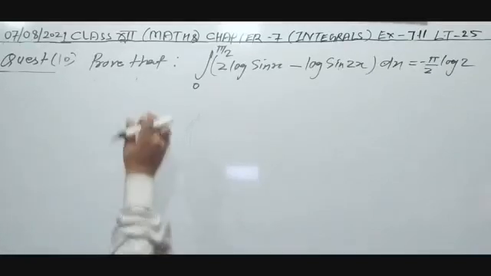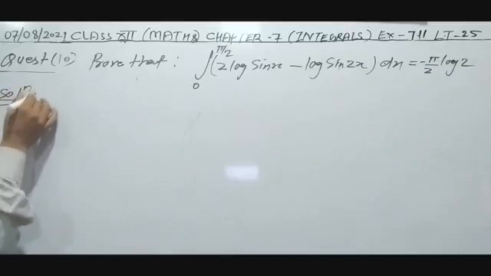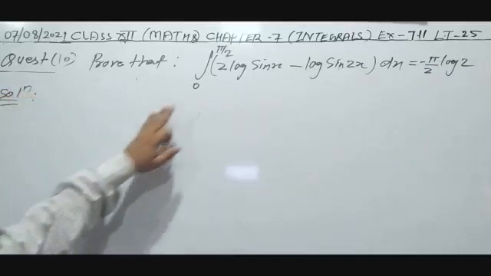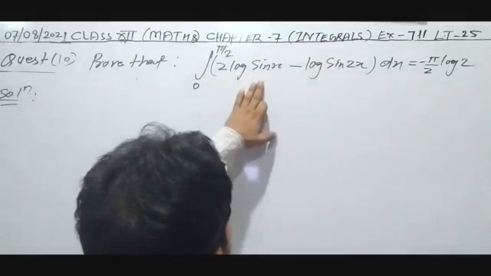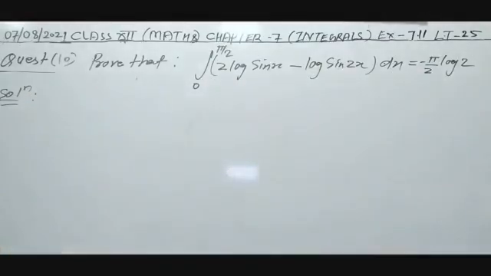Question number 10. Question number 10 is a proof. So prove that. So see the solution. In this question we have to prove integration over 0 to pi by 2 of log of sin x minus log of sin 2x dx is equal to minus pi by 2 log of 2.